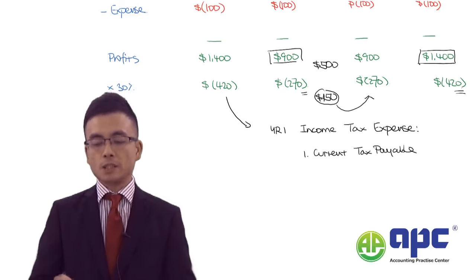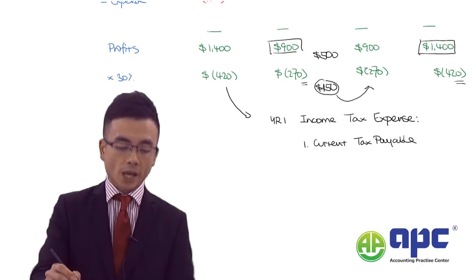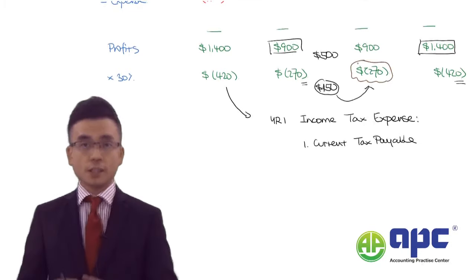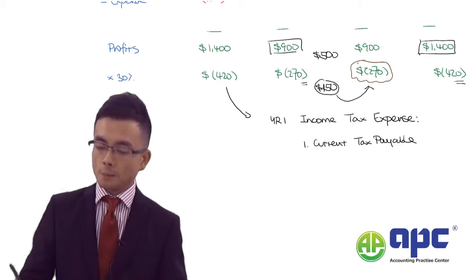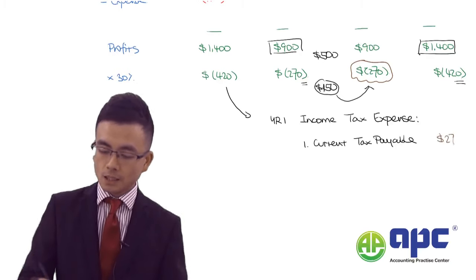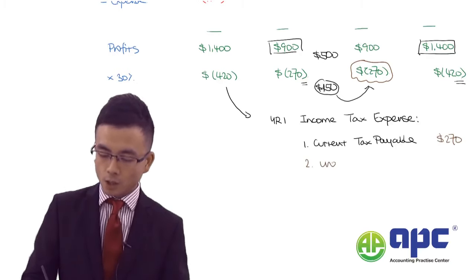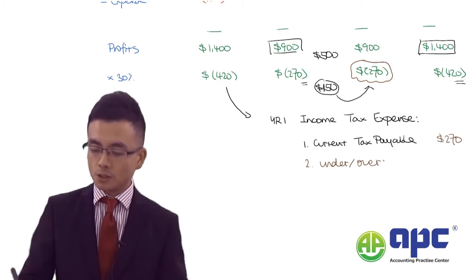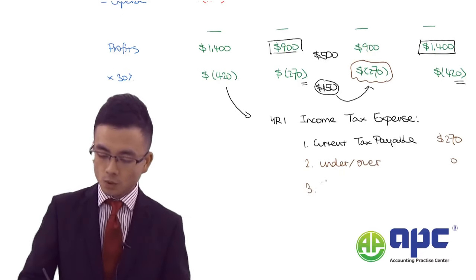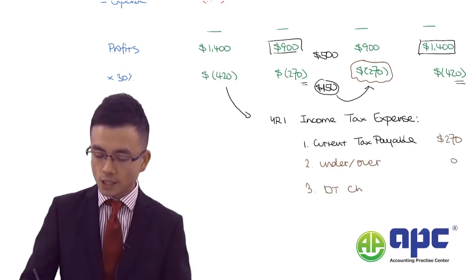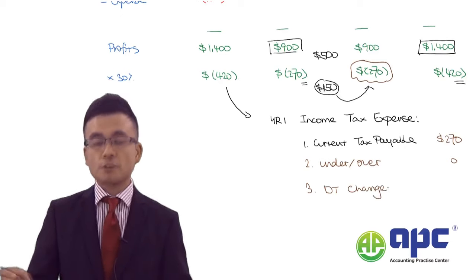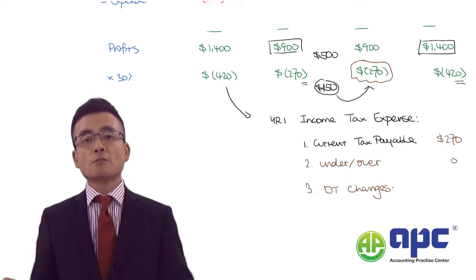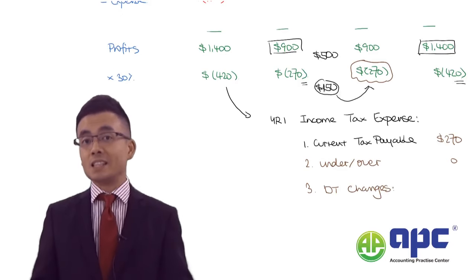the current tax payable in the year number one. As I said, we estimate our taxes based on the taxable profit times the corporate income tax of 270. And then we need to account for under or over provision of income taxes related to the last year's account. There will be nothing here. And third, we will account for the deferred tax changes, which means we're going to consider the future tax consequences, which means the year two's additional tax that we need to pay for in the current year, which means in the year number one.